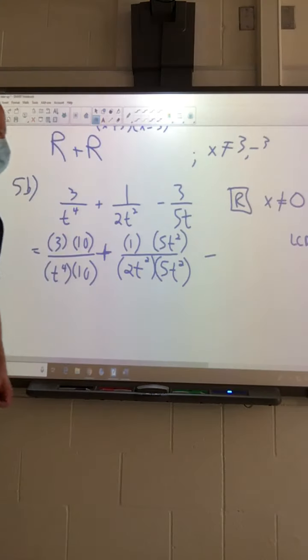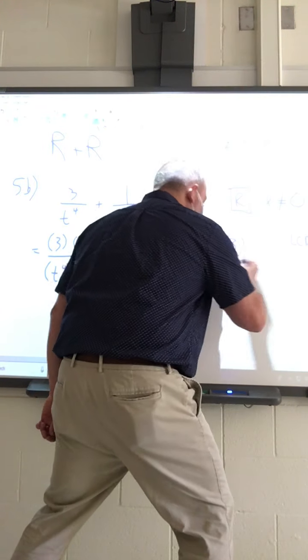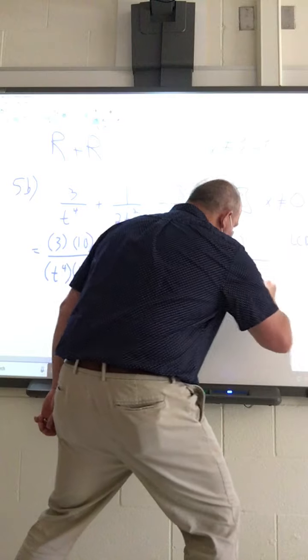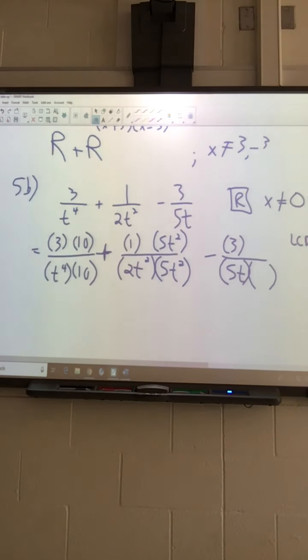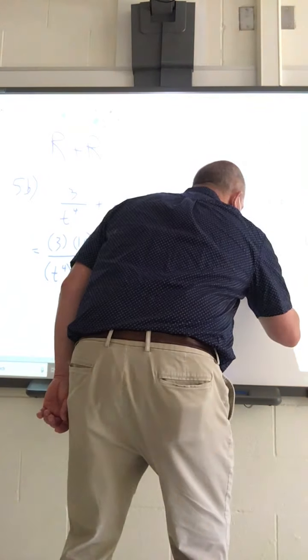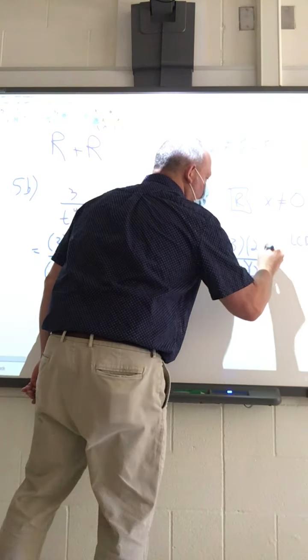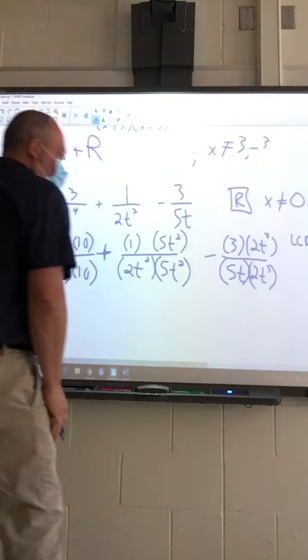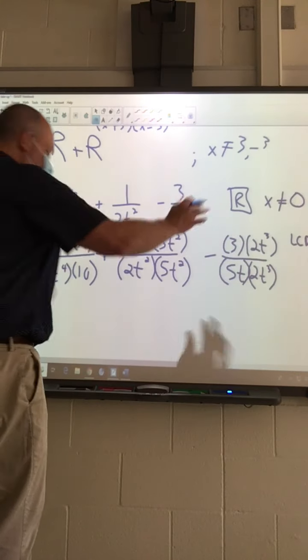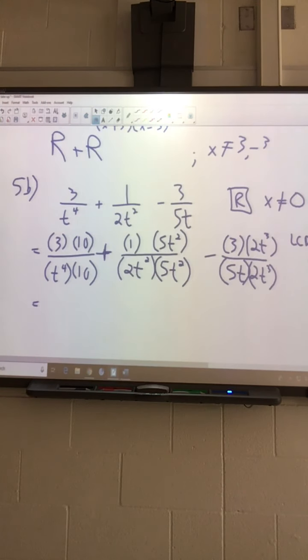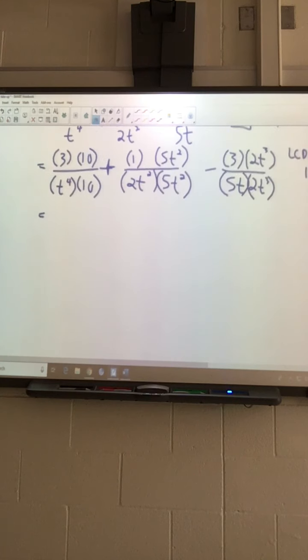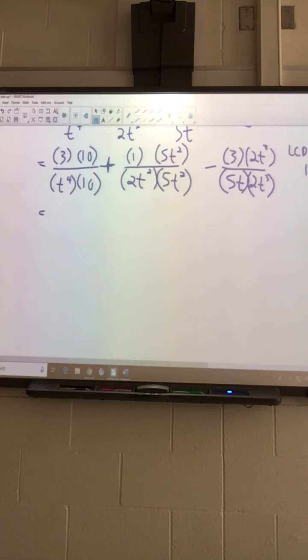And then 3, 5t. What's that got to be? 2t to the power of 3. Excellent. People are like, oh, then I can cancel. No, no, no. That's why we did this. We did this so that you could actually do the opposite of simplifying. You're actually making the fraction proportionally bigger. So anyway, what are we left with?